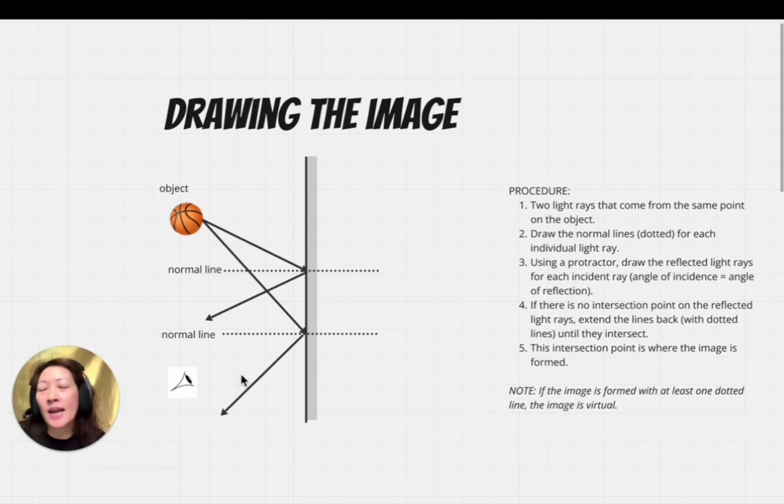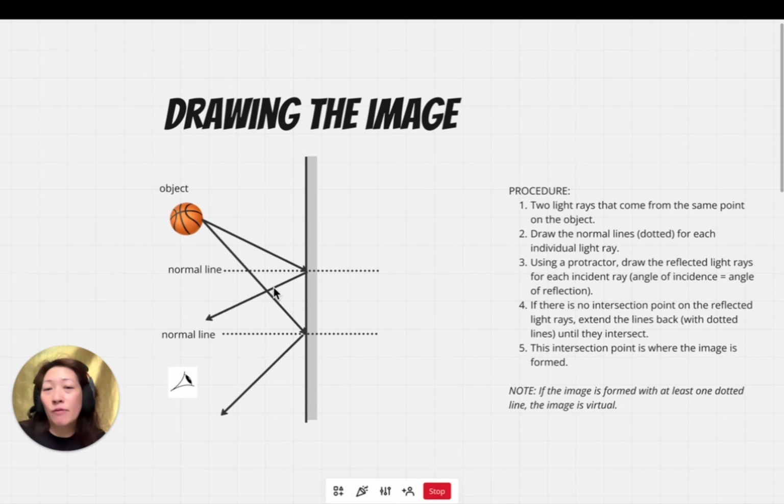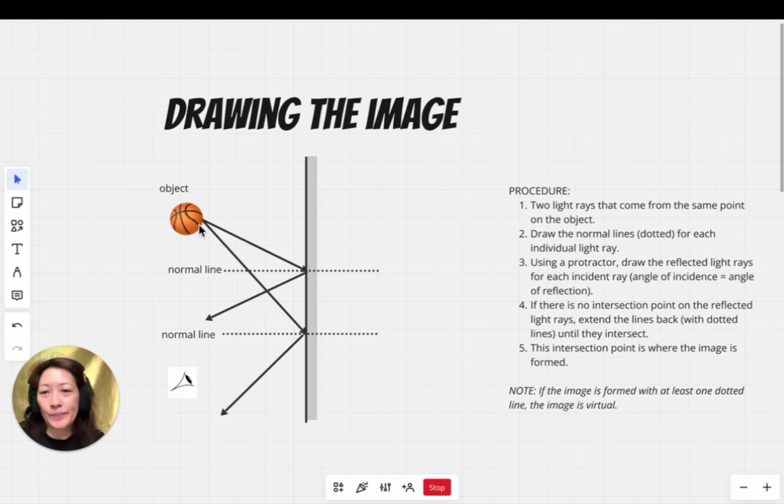Now, to understand how to obtain the image, you have to understand the image is formed due to the reflection. That means the reflected rays will need to form the image. The reason why we start the incident rays from the same point on the object is because if we can find the two reflected rays intersecting at the same point, that will be the position of the image. So by starting at the same point on the object, when we have the reflected light rays, where they intersect, that's where the image will be formed.